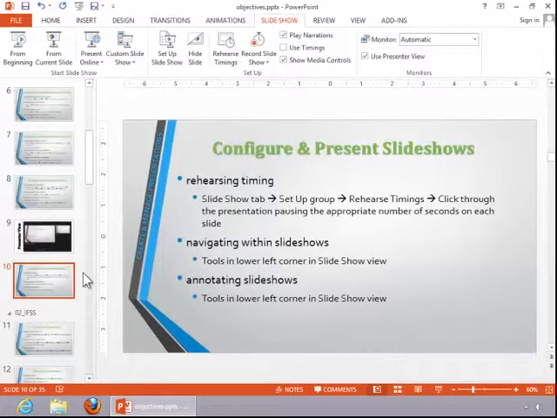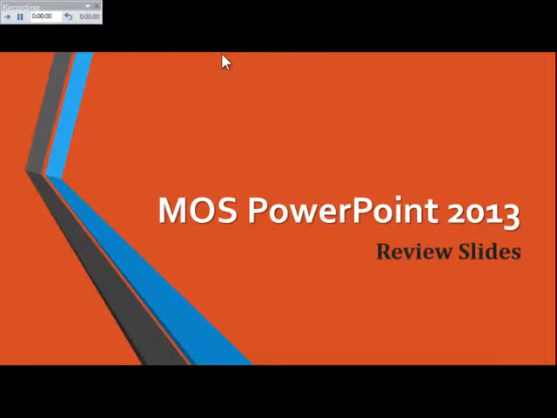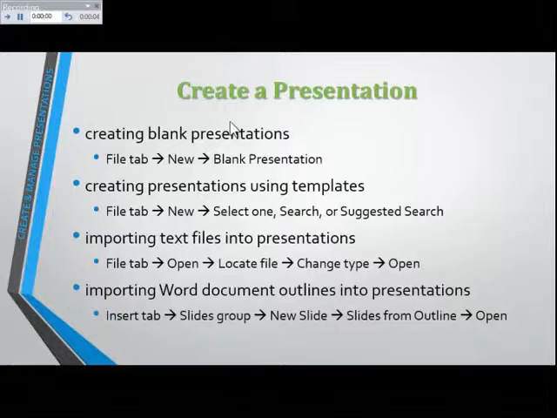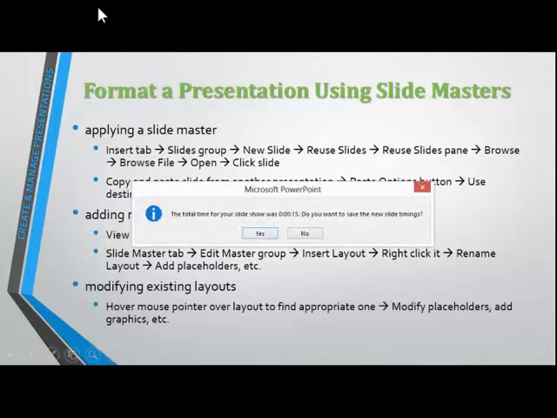To rehearse timing, click on the Slideshow tab, look in the Setup group, and then click on Rehearse Timings. And notice that it starts recording, and you will just click through all of the slides, pausing on each slide for the appropriate number of seconds. And I'm just going to close this since it's a demo. And then when you finish, you can either save the slide timings or discard them and try it again.